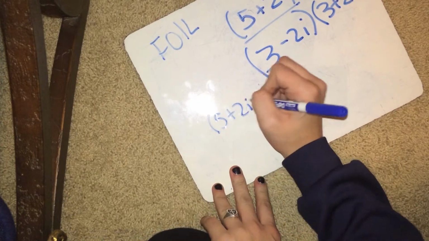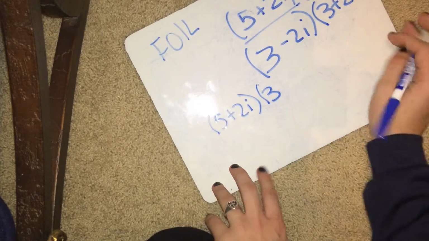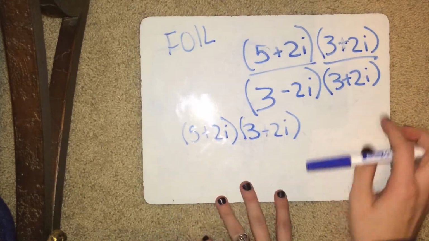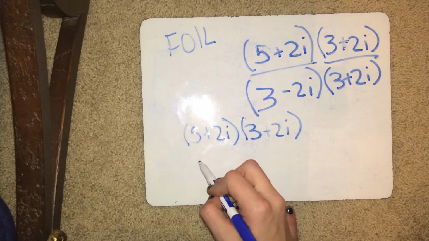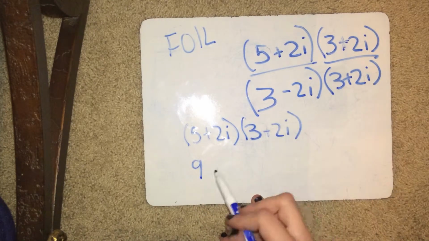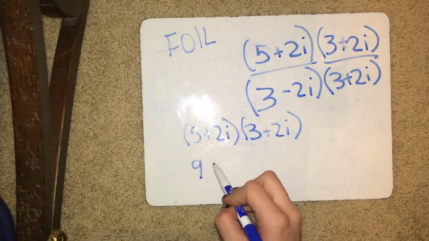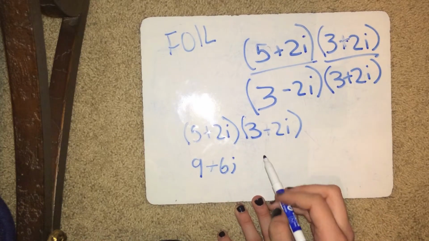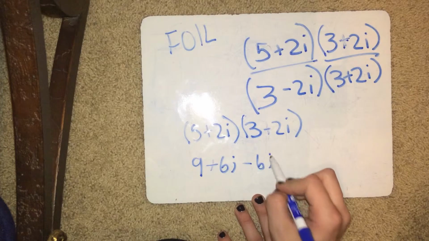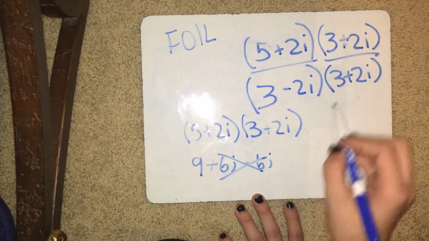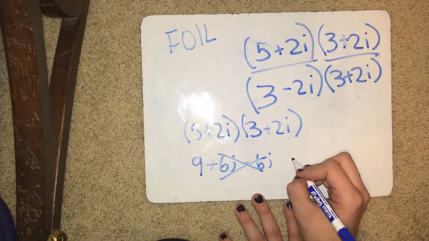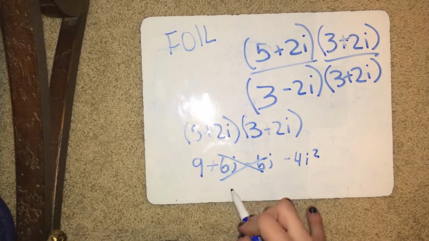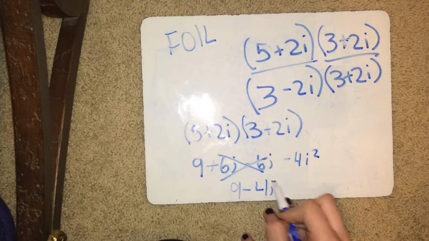5 plus 2i over 3 minus 2i times 3 plus 2i. And we're going to FOIL. 3 times 3 is 9. 3 times 2i is plus 6i. Negative 2i times 3 would be minus 6i, so those cancel out. And then negative 2i times 2i would be negative 4i squared. So that brings us to 9 minus 4i squared.